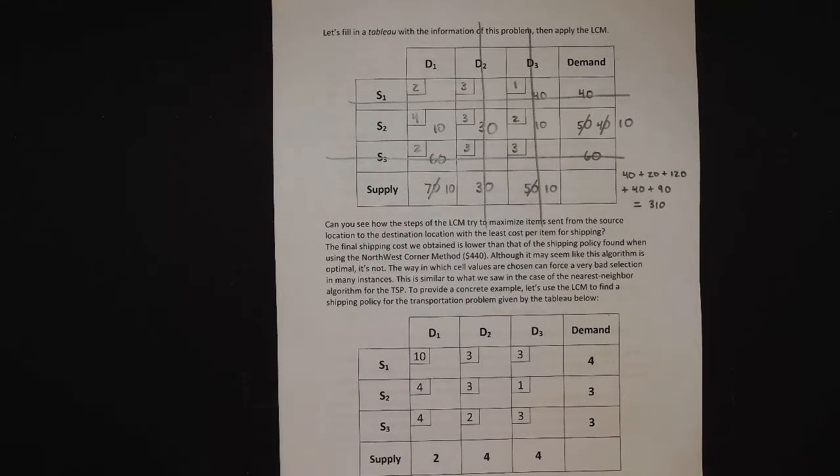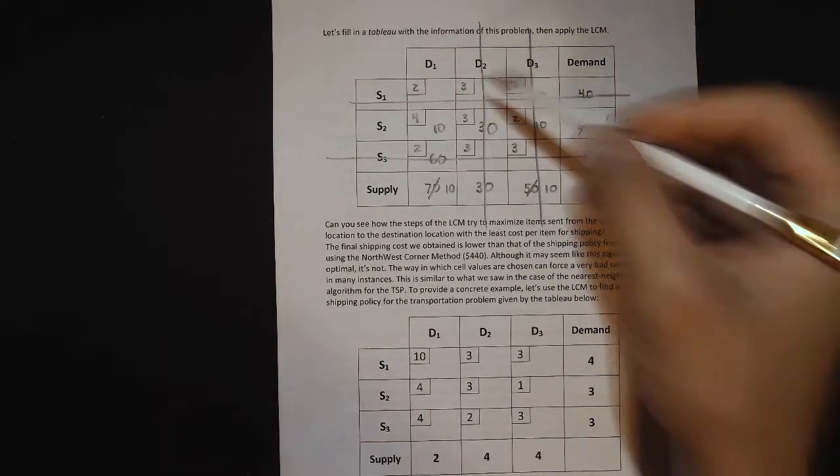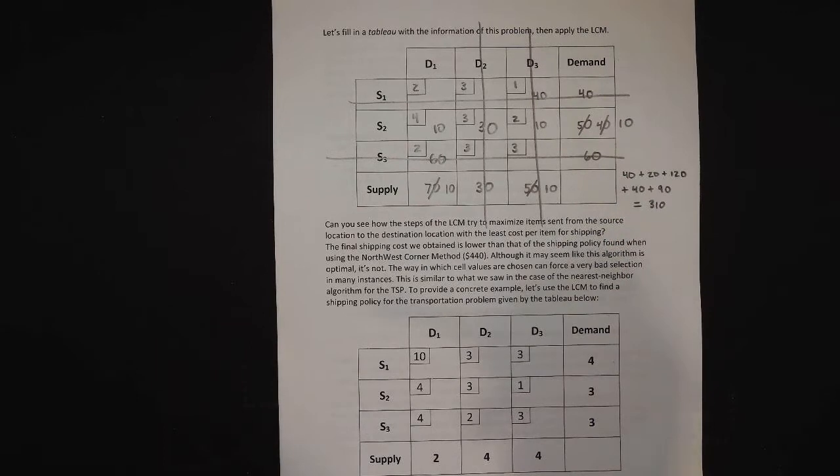All right, so it may seem like this algorithm is optimal, right? Because at every step we try to allocate as much as we can at the lowest price we can, but it's not. This is not an optimal algorithm. It is a heuristic algorithm, and that was stated in the original explanation of the algorithm in the last video. The way in which cell values are chosen can actually force a very bad selection in many instances. You might remember this is kind of what we saw in the case of the nearest neighbor algorithm for the traveling salesman problem.